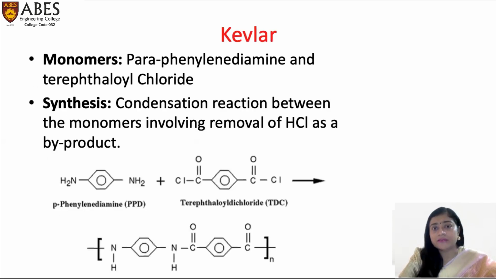Next is Kevlar. Kevlar is also a polyamide. It is made up of the monomers paraphenylene diamine and terephthaloyl chloride. You can see over here, these are the aromatic diamines, and this is an aromatic dichloride, right? Here also a condensation reaction occurs. Chlorine is liberated from here and hydrogen is liberated from the diamine. So HCl is eliminated in the condensation and we get Kevlar.